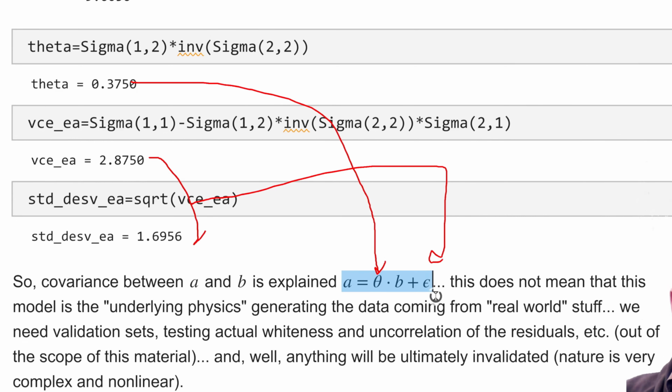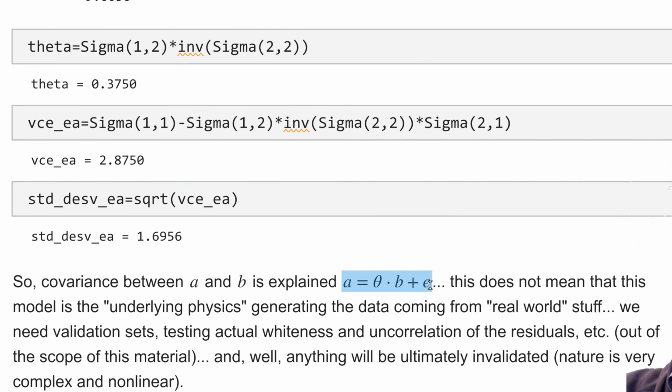And as I said, this does not mean that the real world from which I estimated the covariance actually has a linear model. We just know that the covariance can be explained by this linear model, but maybe we find something else that cannot be explained by this linear model. We need to do some kind of validation, tests of whiteness of noise, etc., which are out of the scope of this material.